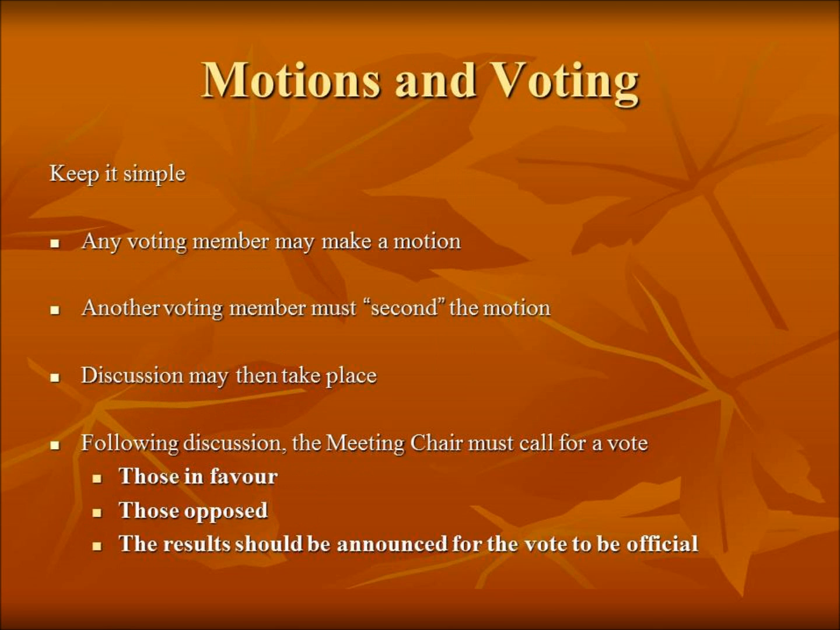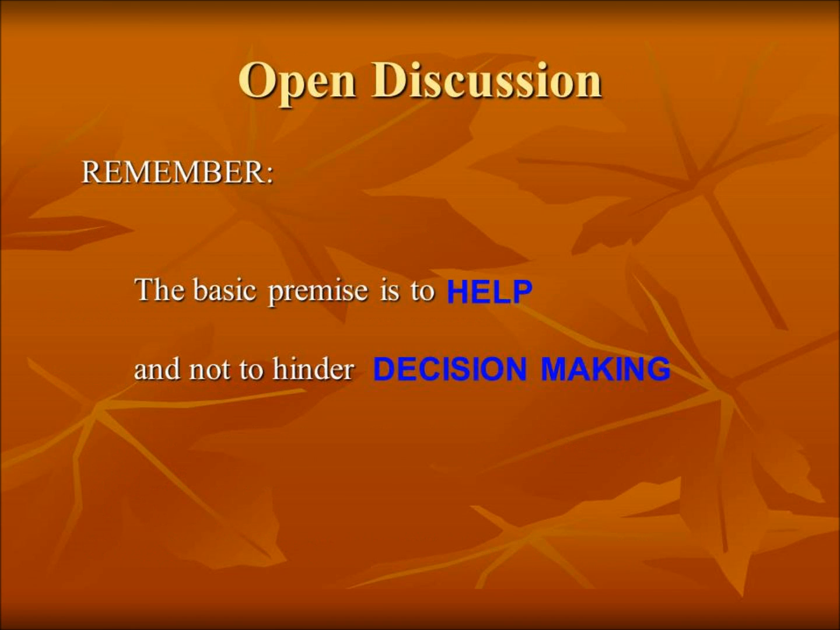When motions and voting take place, a great rule is to keep it simple. Any voting member may make a motion. Another voting member must second the motion. Discussion then can take place. Following discussion, the chairperson or meeting chair must call for a vote. You could simply say, those in favor say aye, those opposed say no. The results then should be announced, for it is only after the results are announced that the vote is official and binding. This slide is very straightforward.